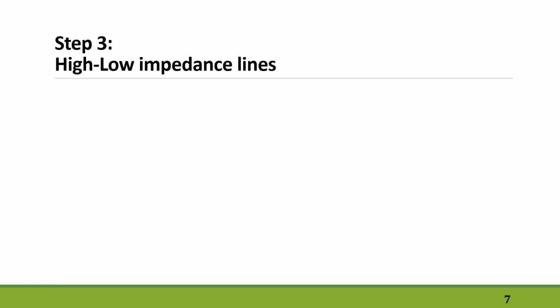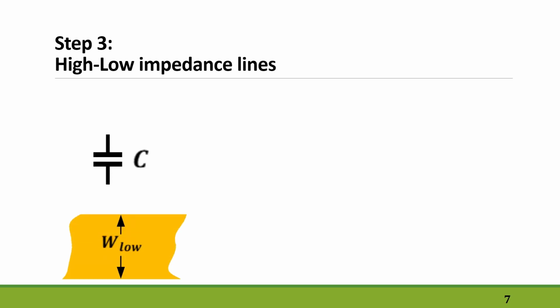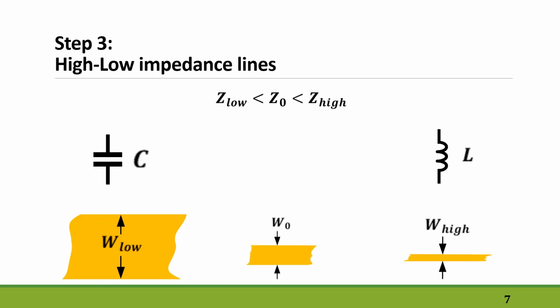Using high-low impedance microstrip lines to implement an elliptic filter is exactly like a stepped impedance filter. It means that a low impedance line translates into a capacitor and a high impedance line into an inductor. In order to do that, there are a few things that we have to know. The low and high impedance values should be lower and higher than the system impedance. As the ratio of the high to low impedances is increased, we are going to have a better filter.